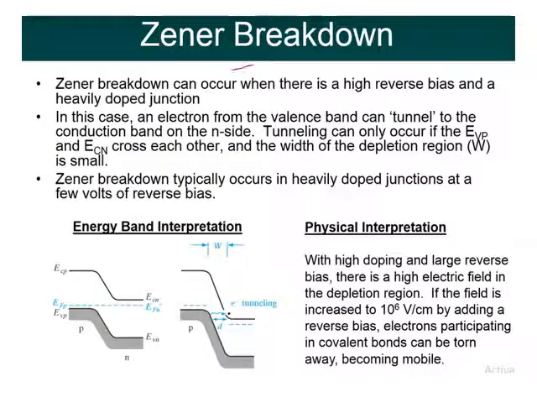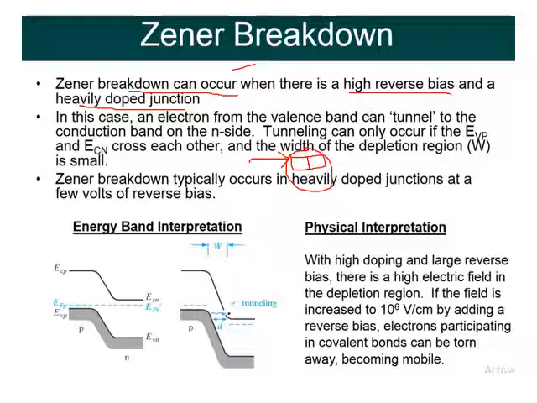What happens in Zener breakdown? Zener breakdown can occur when there is a high reverse bias, meaning the voltage given is high, and the junction is heavily doped. Now, what is that junction? If I take the example of a PN diode, and it is heavily doped, what do you mean by heavily doped? More impurities are present in it, right?